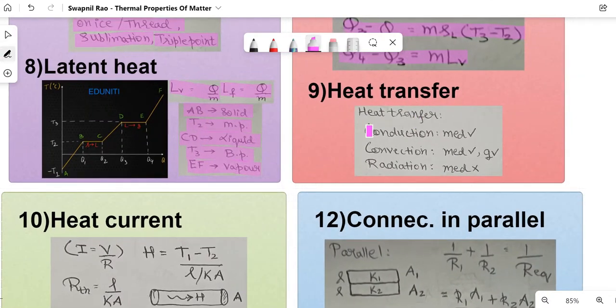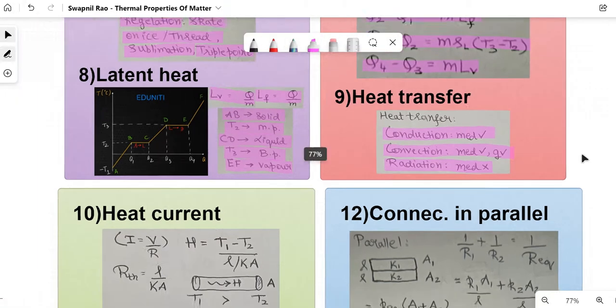Next, heat transfer. There is obviously conduction, and there is convection, and then there's radiation. Conduction happens when the atoms vibrate. Convection happens when one particle transfers to another particle. And radiation doesn't require a medium. So that's why I've written medium required, medium not required. And over here convection is affected by gravity. That's why I've written G, and I put a check mark over there. So that would be heat transfer, and that was the theoretical part.